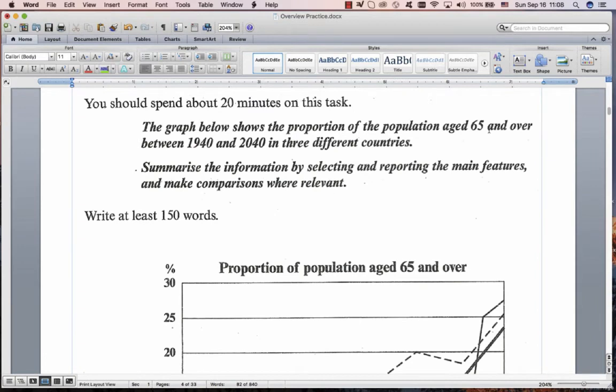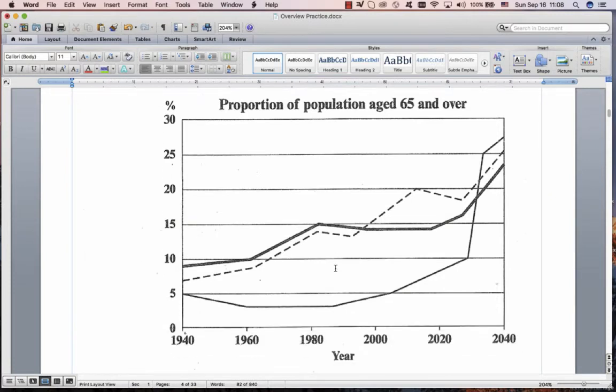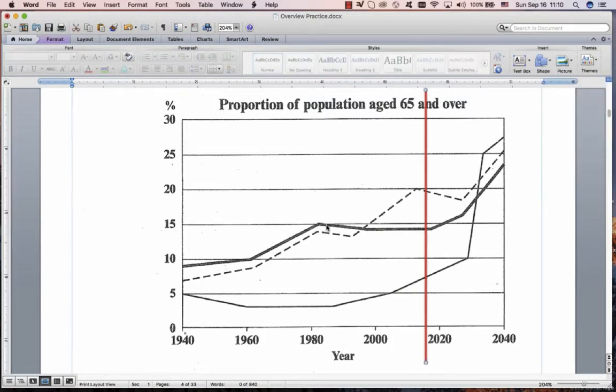So we've got population 1940, 2040, 3 different countries. The reason I chose this is because it goes into the future. And IELTS often does this, and you must be prepared for it. So when you see a chart like this, always check where are these dates, and if it goes into the future, put a dashed line down here where we're at this year, the current year, like this.